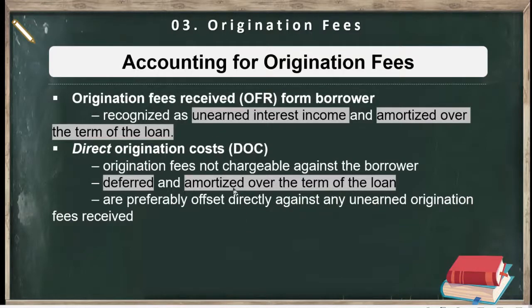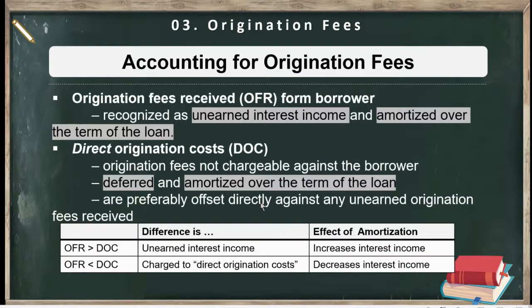So they can be offset, so they can be deducted from each other. If the origination fees received exceed the direct origination cost, the difference is called the unearned interest income. And the effect of the amortization of this unearned interest income is that it will increase the interest income.